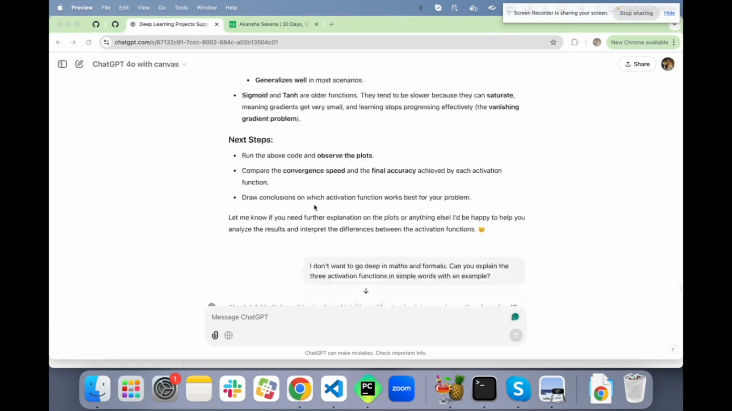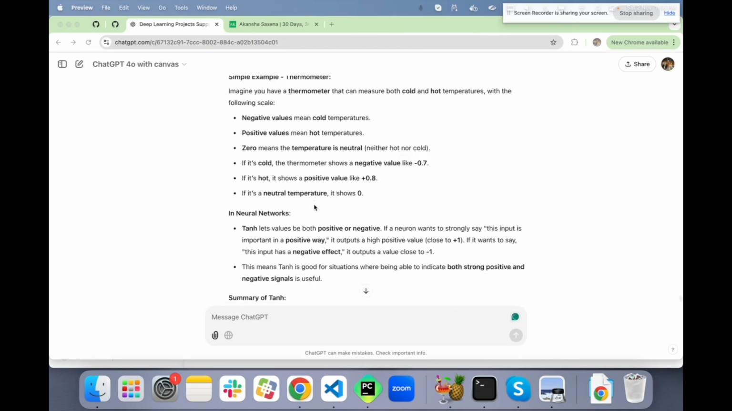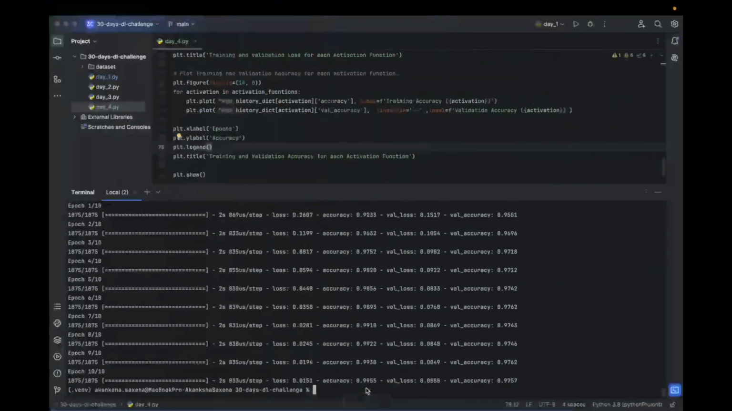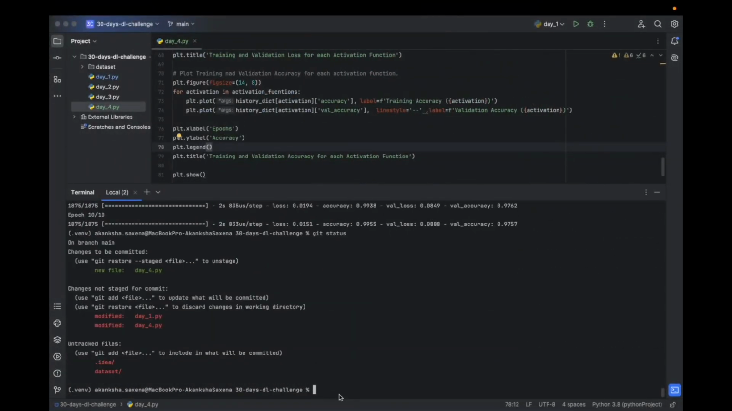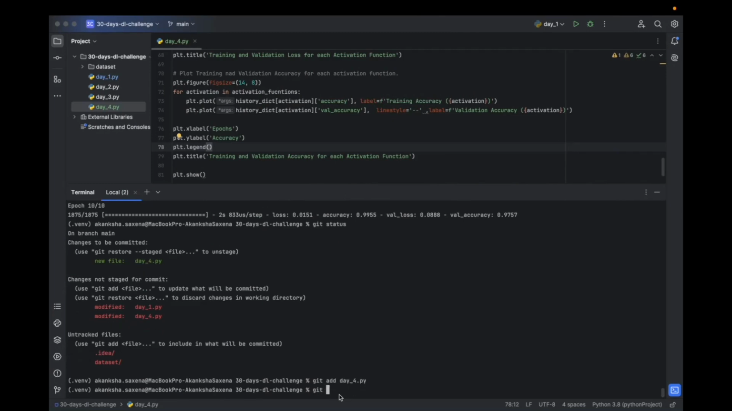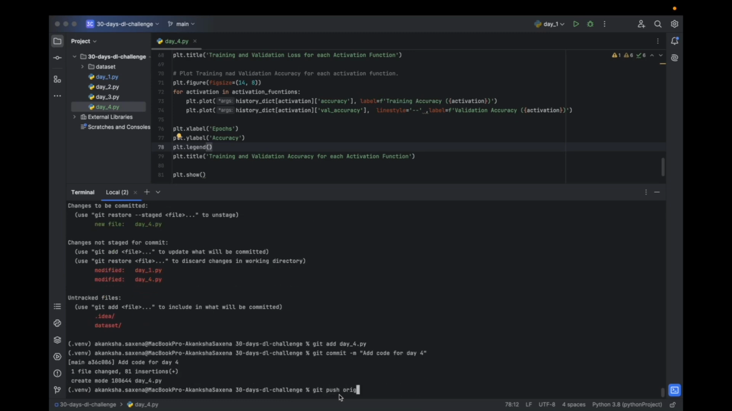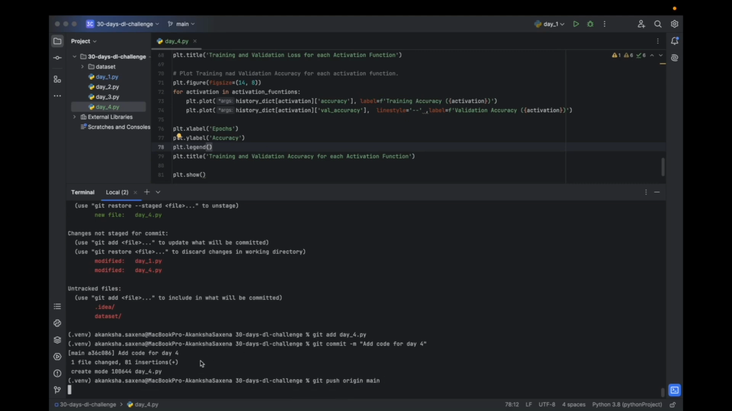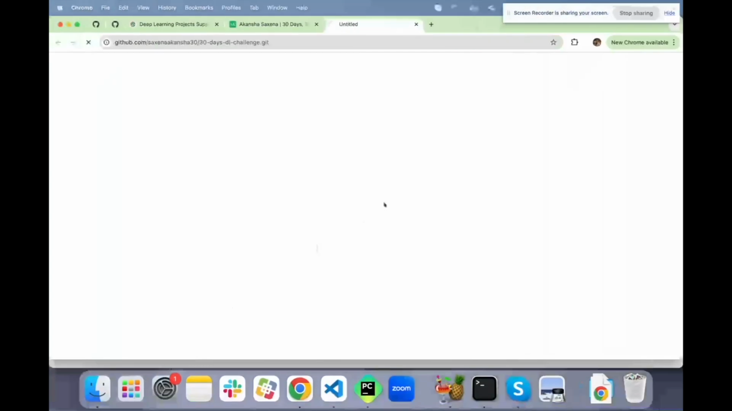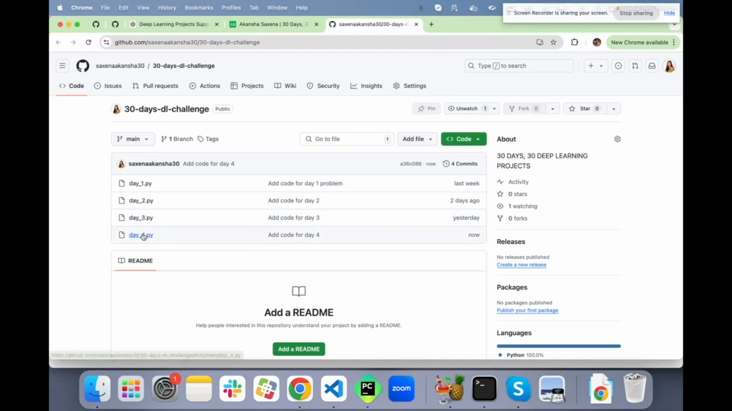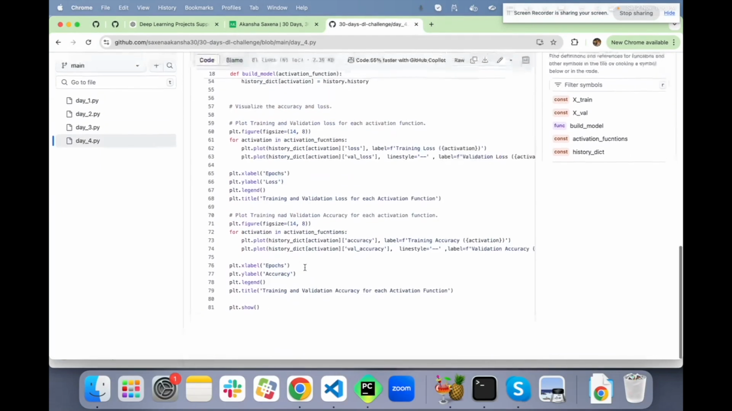Okay, so we are almost done with today's problem. Let's commit the code. Day 4, commit minus add code for day 4 and push it to our main branch. And let's go and see how it looks. We can see the code here.